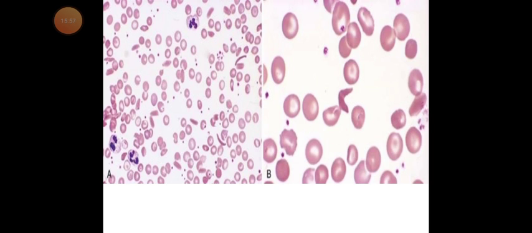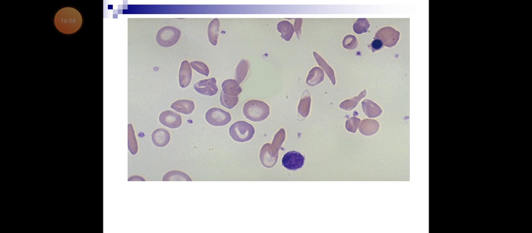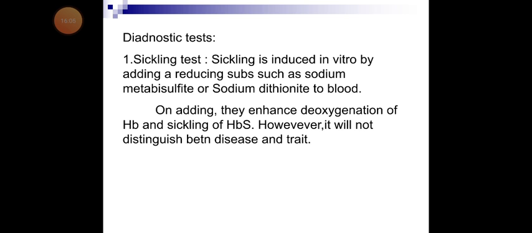The name arises from that. You can see the sickled red cells over here. These are also good pictures of sickle cell, sickled RBC. What are the diagnostic tests?